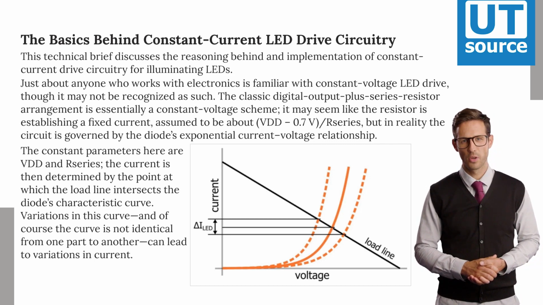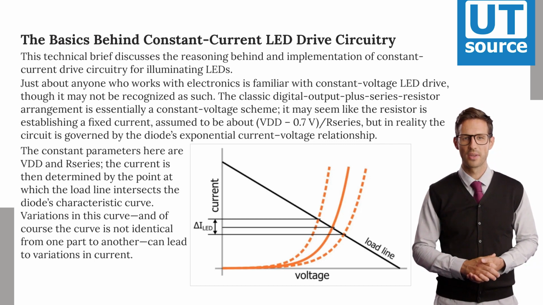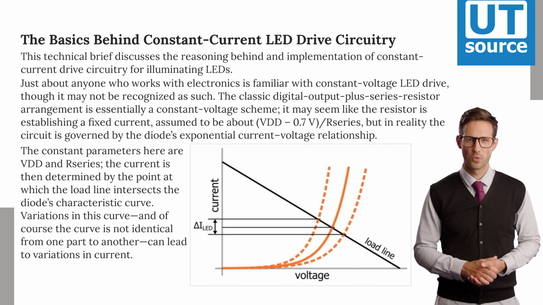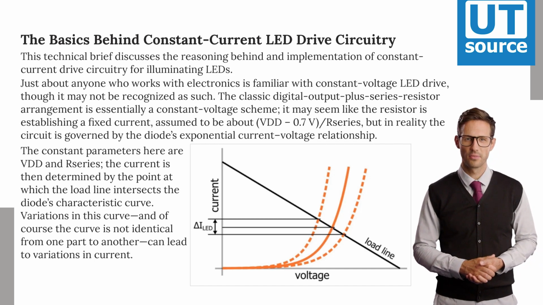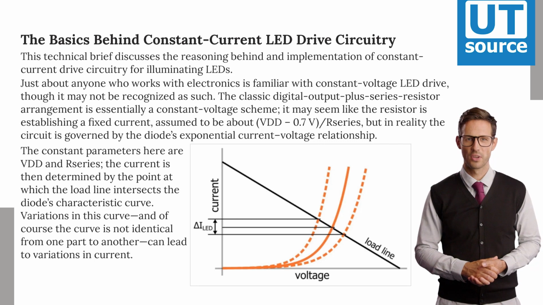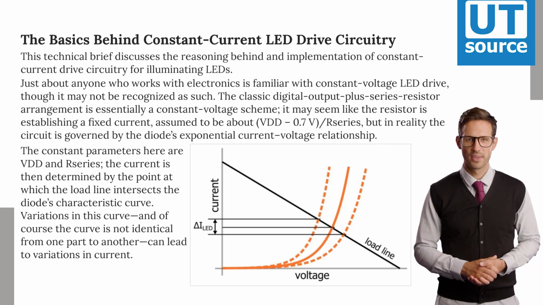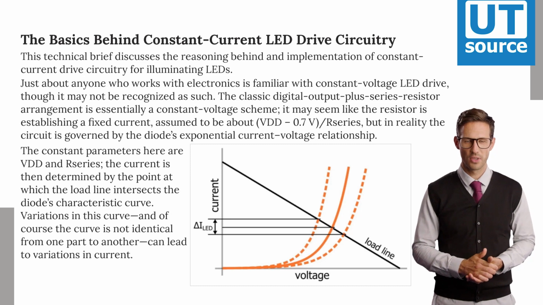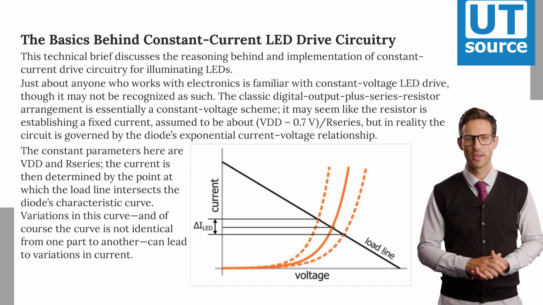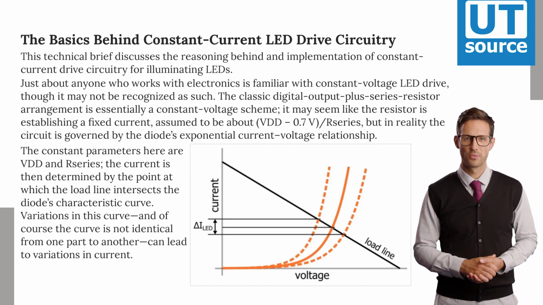Just about anyone who works with electronics is familiar with constant voltage LED drive, though it may not be recognized as such. The classic digital output plus series resistor arrangement is essentially a constant voltage scheme. It may seem like the resistor is establishing a fixed current, assumed to be about (VDD - 0.7 V)/R series. But in reality, the circuit is governed by the diode's exponential current-voltage relationship.